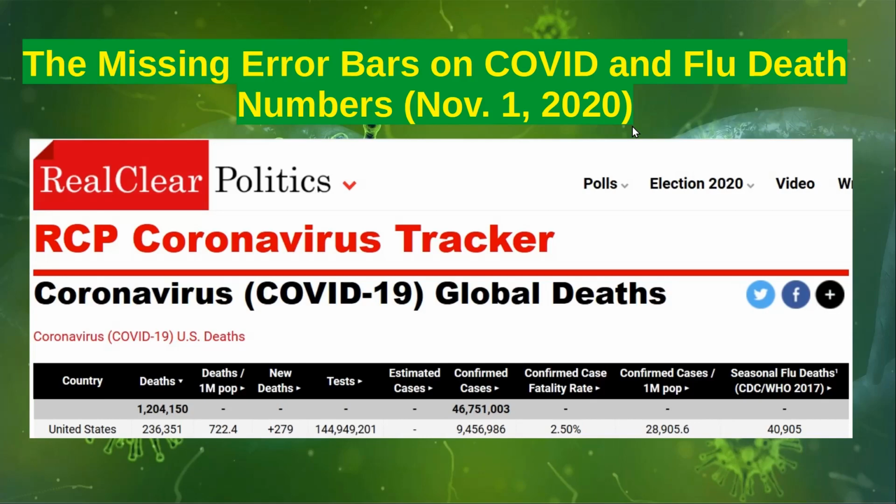This is the absolutely most recent numbers from Real Clear Politics from today, November 1st, 2020. And it shows 236,351. Again, no error bars, implied to be a perfect, precise number, an exact count of the number of deaths. It is compared to seasonal flu deaths again, a number with no error bars, no confidence range, just we know it's 40,905. Where did they get this from? Well, here they list the CDC, the World Health Organization's 2017 numbers, whatever those are, as the source of this seasonal flu number, this point of comparison for the 236,000. Again, consider what would be the case if this is 188,000. How scared would you be?